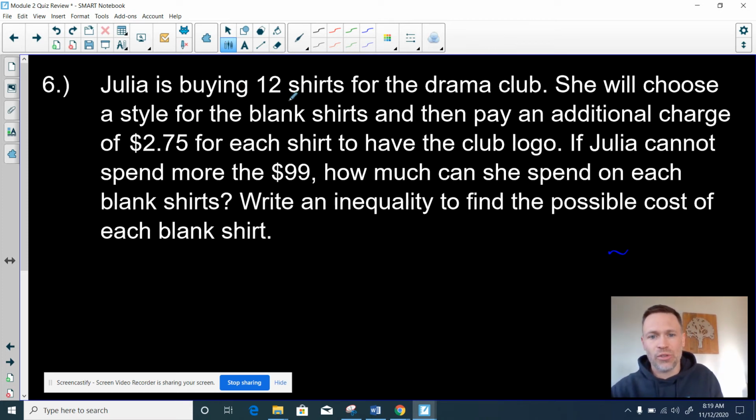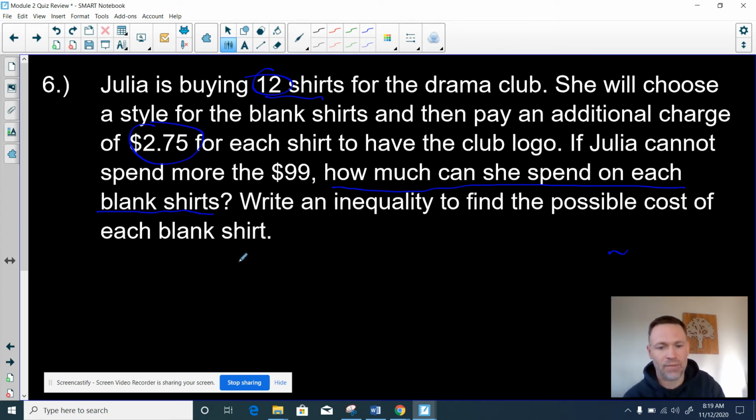She's buying 12 shirts for the club. She will choose a style for the blank shirts and then pay an additional charge, right? So we don't know how much each shirt costs, and that's actually what we're supposed to find out. It says, how much can she spend on each of the blank shirts? But we do know that for every shirt she buys, which are 12, she's going to have to pay $2.75 for that logo put on, okay?